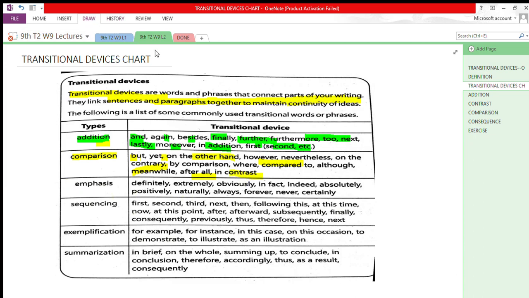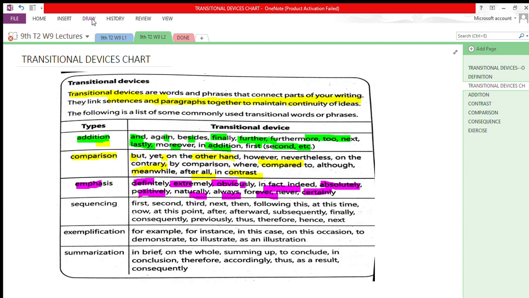Next is emphasis. When you want to emphasize something, which transitional words are you going to use? Definitely, extremely, obviously, in fact, indeed, absolutely, positively, naturally, always, forever, never, and certainly.